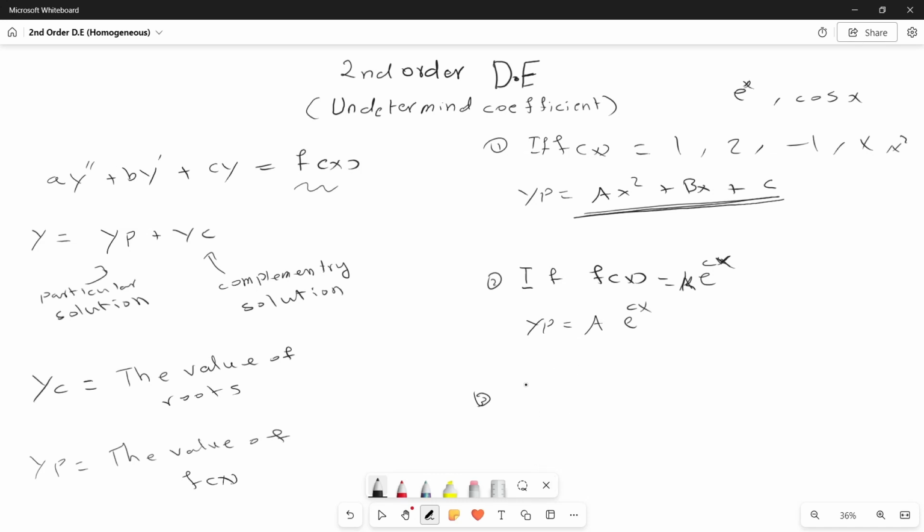Now, if our f of x is equal to a trigonometric function, for example, cosine nx, our particular solution would be c1 cosine nx plus c2 sine nx, and that would be our three different possibilities.